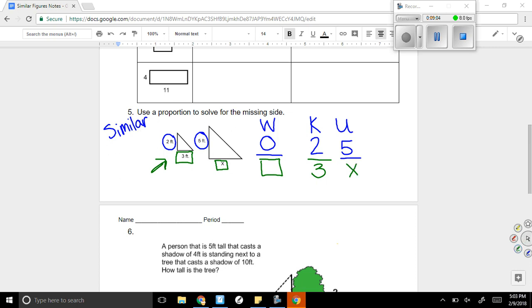So now that I've set up my WKU, I can go ahead and cross multiply and solve for my equation. So I've got 2x equals 15. When I solve that and divide by 2, I get x equals 7.5. All right, make sure that you have that example copied down. We're going to move on in our notes.